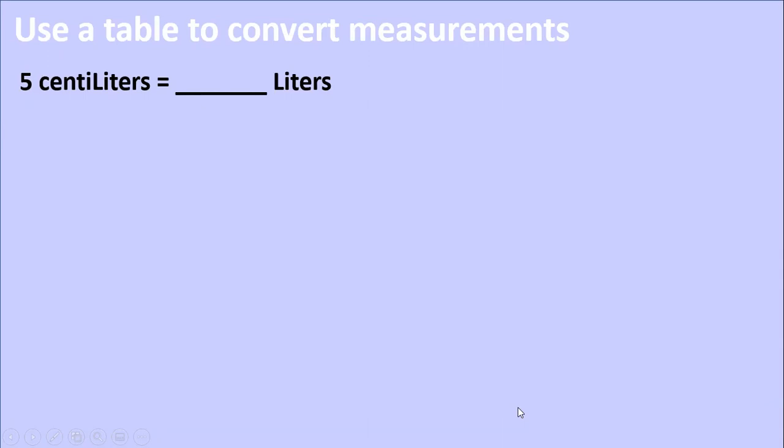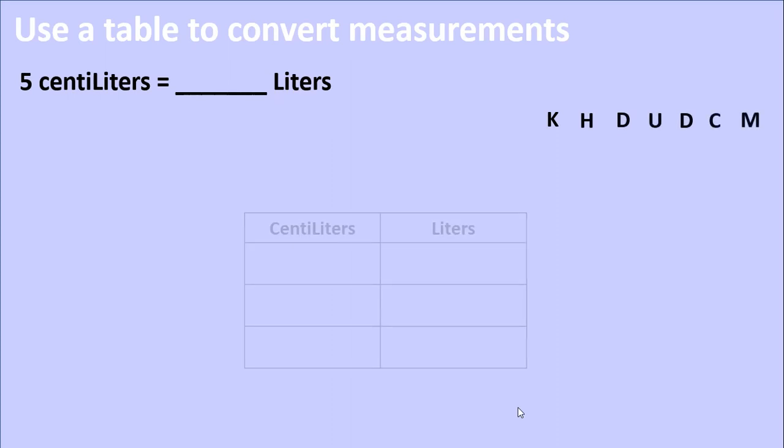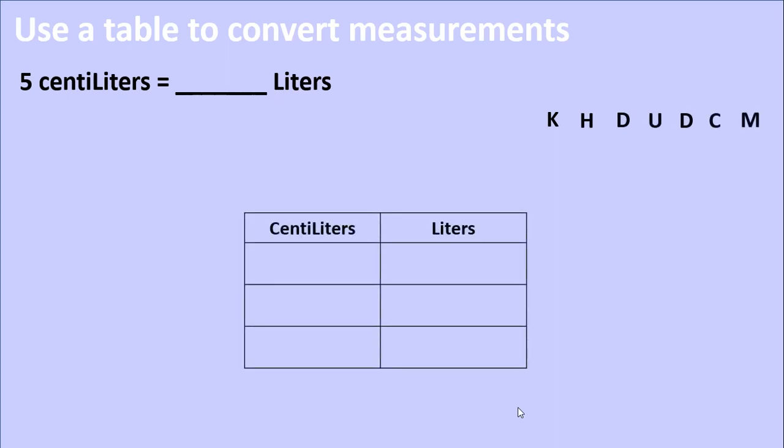All right, last one. We're going to be going from 5 centiliters to liters. King Henry died unusually drinking chocolate milk. Let's use our table. Centiliters is our starting unit, and liters is our ending unit. We're going to underline the C for centiliters and the U for liters because U stands for units.